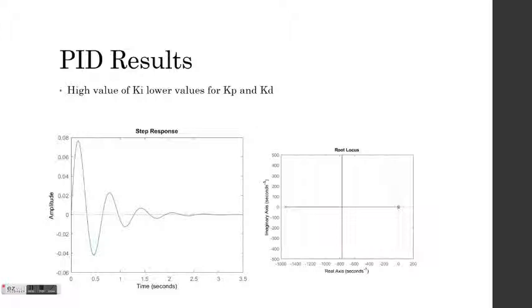Although this does not appear to be the most optimal system, with numerous values of Ki and Kp, I was able to find many unstable systems. This is one of the few stable systems that I found that was the most optimal.